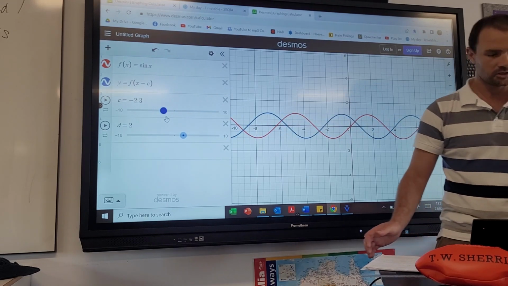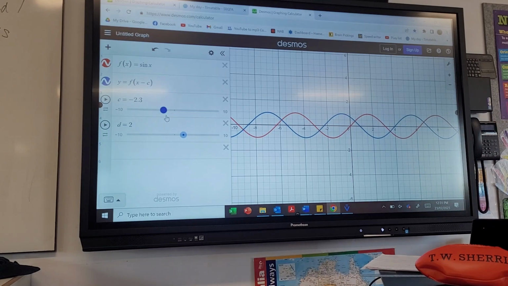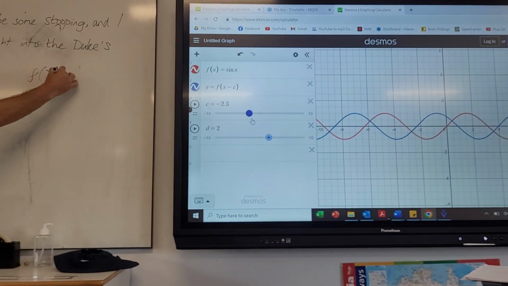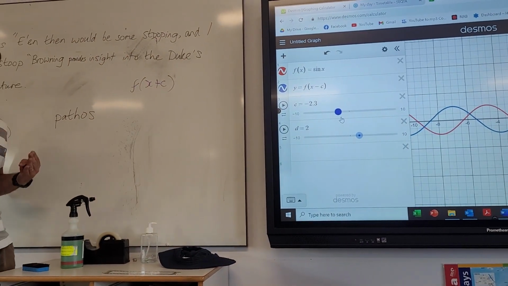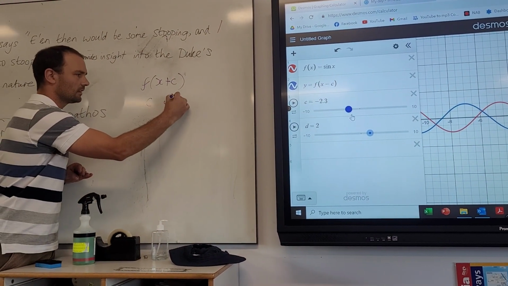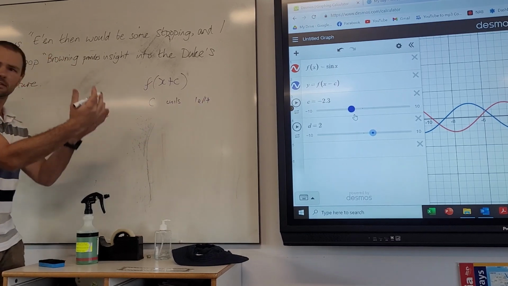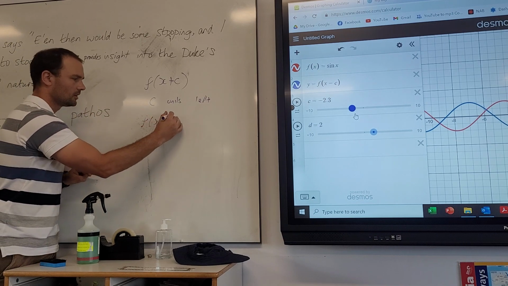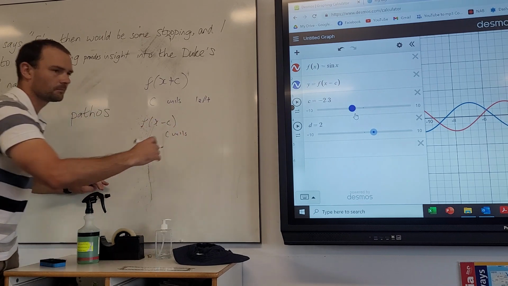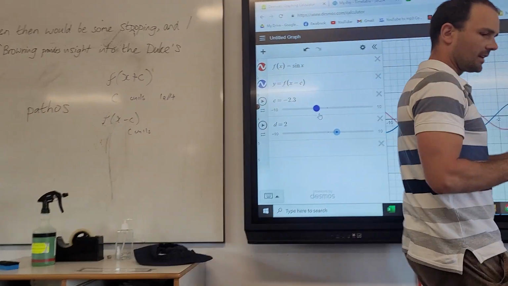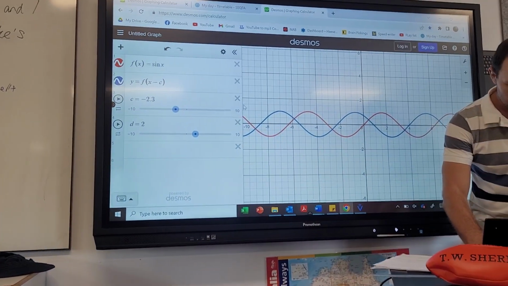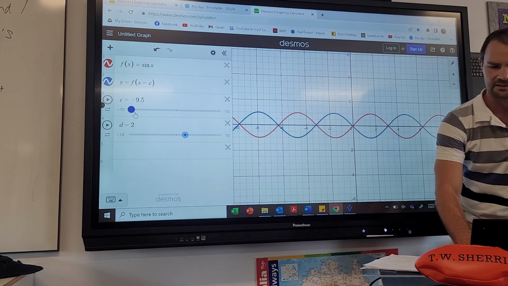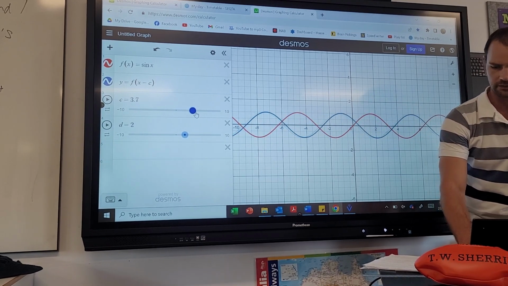Okay, so maybe just to make a clarification for you, if you have f of x plus c, it moves it c units left. Ironically, plus c moves it to the left, and f of x take c moves it c units right. So that's the distinction there. C units left, C units right. If we've got negative values, we're moving it to the left. With the positive values, we're moving it to the right.